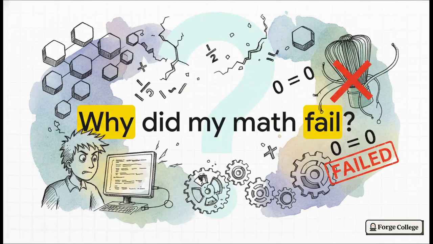But of course, this is blockchain engineering we're talking about. So eventually, you're going to stare at your monitor and scream this exact deeply frustrating question. Why did my math fail? You will write a test where you literally expect 0 to equal 0, and Chai will just confidently tell you that it failed. No way, right?